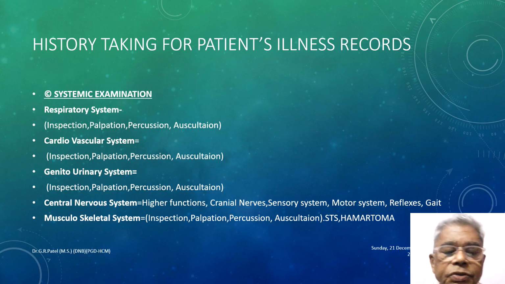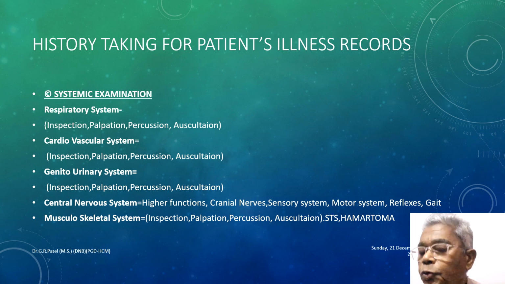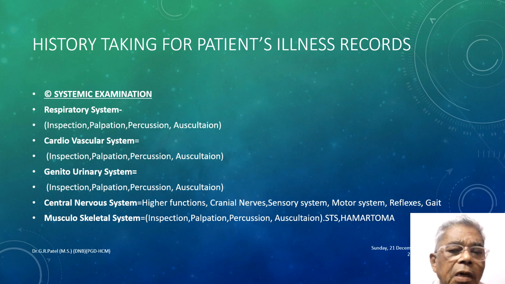The cardiovascular system: inspection, look for the location of the apex, position of the apex beat, palpation for thrill in the second intercostal space in the pulmonary area, then bruit or thrill. Bruit, thrill may be palpable and bruit is audible. Presence of thrill or bruit indicates organic murmur.